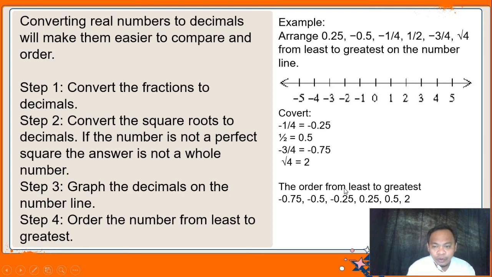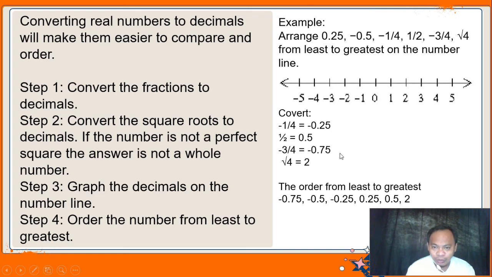Okay? So the ordered form from least to greatest, saan po si negative 0.75? If this is our negative 1, so si negative 0.75 andito po siya, almost negative 1. At saka si negative 0.5 ay between negative 1 and 0, di ba? At saka sa ating next is negative 0.25, dito po siya almost 0 papunta sa negative. And our 0.25 is andito po siya after 0 going to 1, and our 0.5 is between 0 and 1, and our 2 is andito po siya.